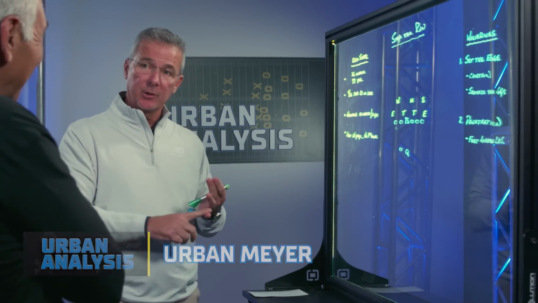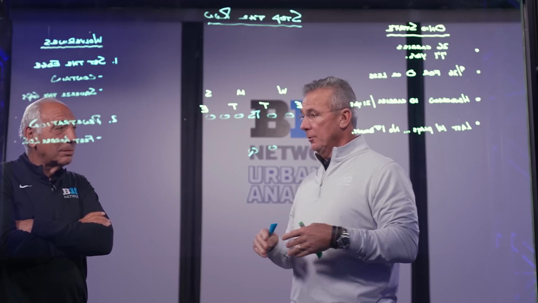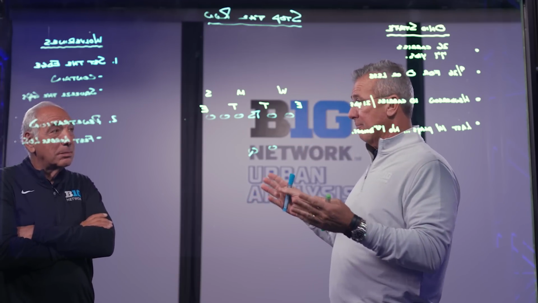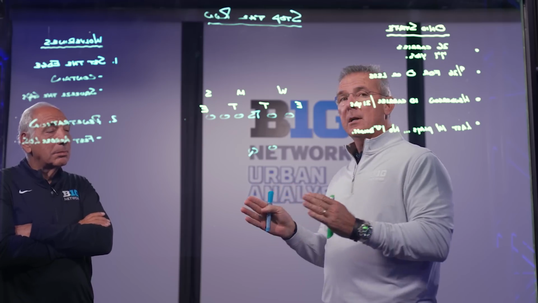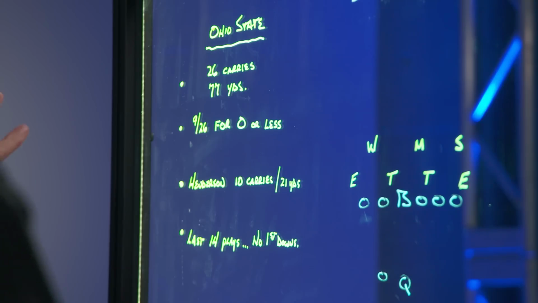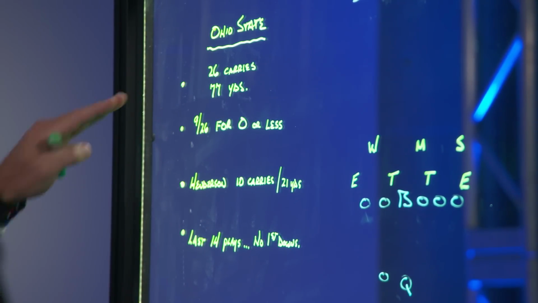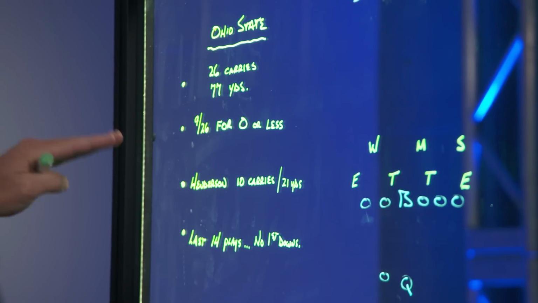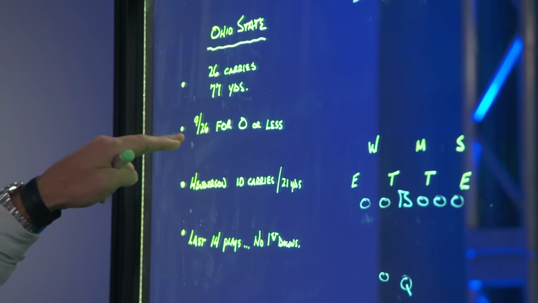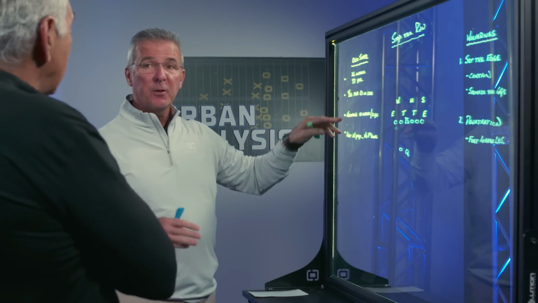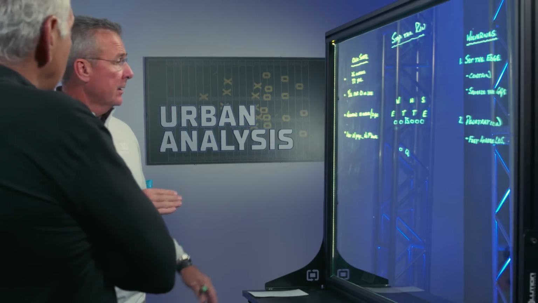And also you got Quinshon Judkins and Trevion Henderson, two future high NFL draft picks. You better contain these guys. And that's what the Wolverines did. Here's what happened. This is the Ohio State offense: 26 carries for 77 yards, less than 3 yards per carry. 9 of the 26 of those runs went for 0 or minus yardage plays.